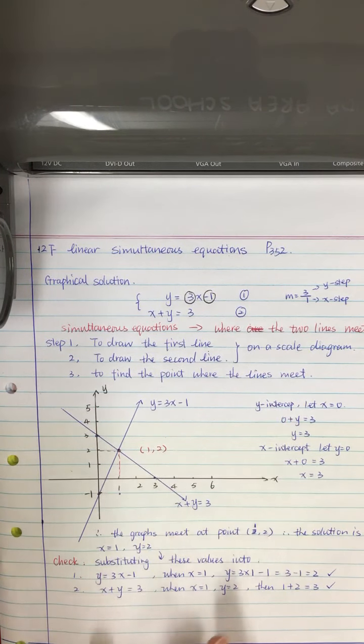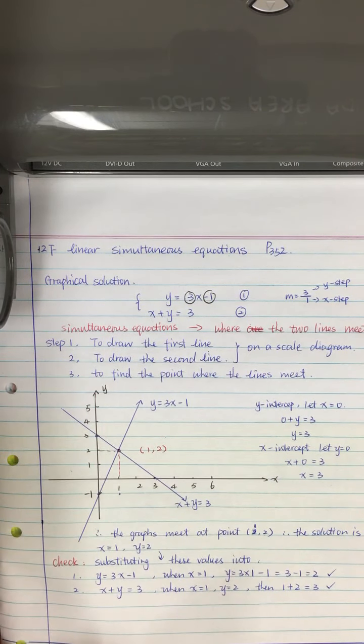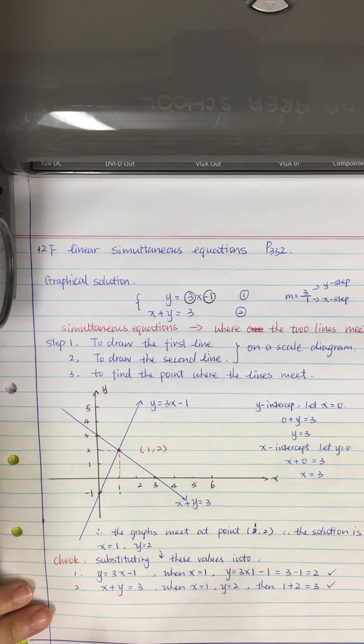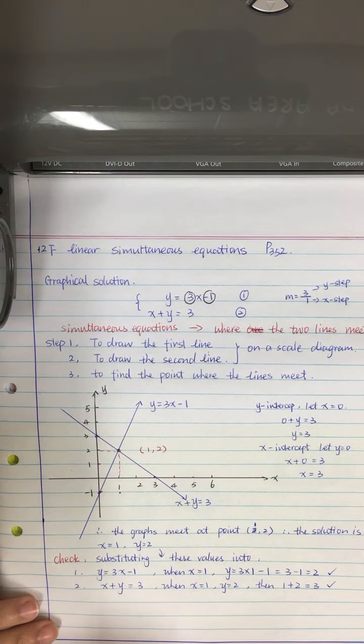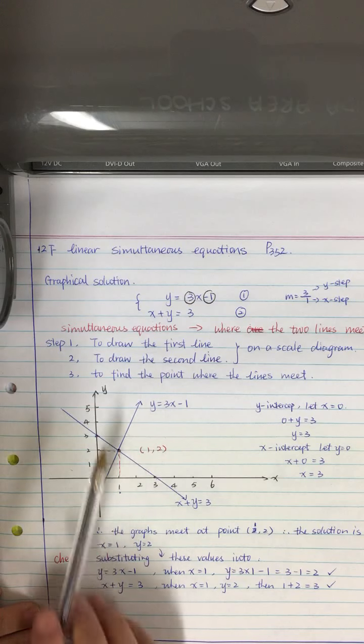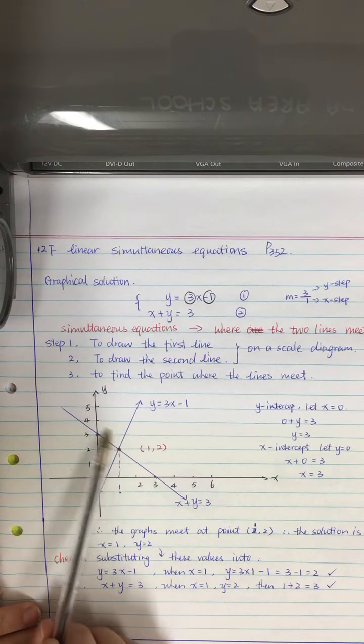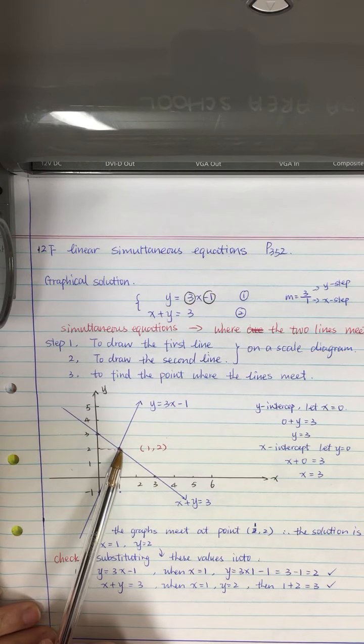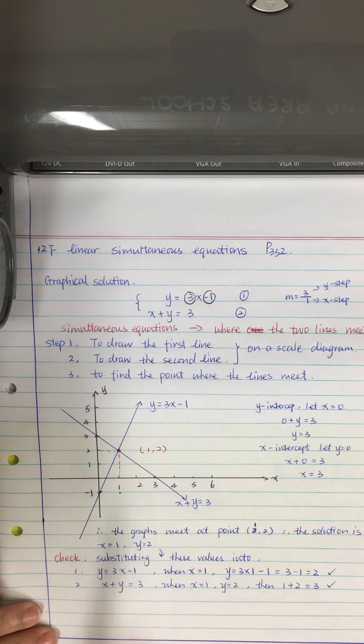So this is the way to solve linear simultaneous equations by using the graphical solution. You draw the graphs, find where the two lines meet, then record your point and do a little check after that.